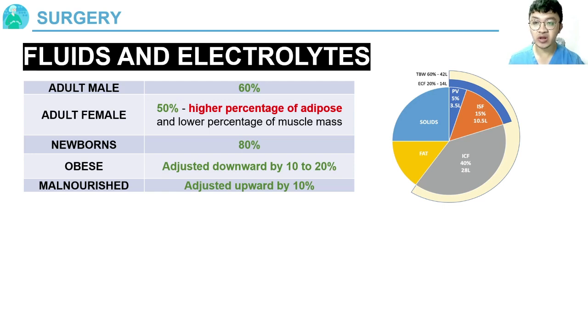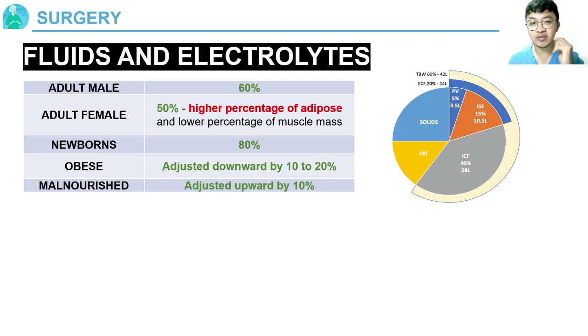Newborns are born with more lean tissue than adults, and they develop gradually to their adipose tissue as they grow older. So newborns have 80% total body water. Obese and malnourished, in the same vein that we're talking about, obese people having higher adipose tissue, having higher oil, have less water in their bodies. So the total body water is adjusted downward by 10 to 20%. While malnourished people have their total body water adjusted upward by 10%.